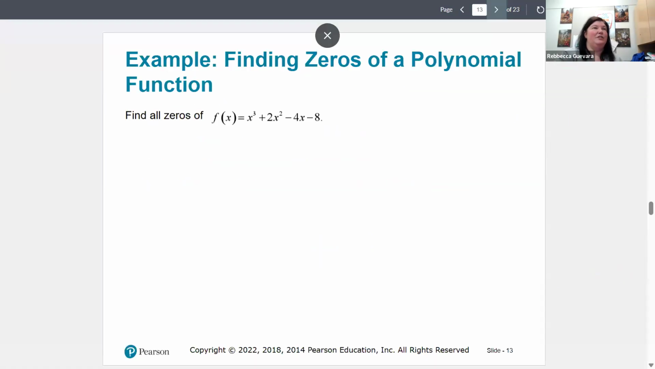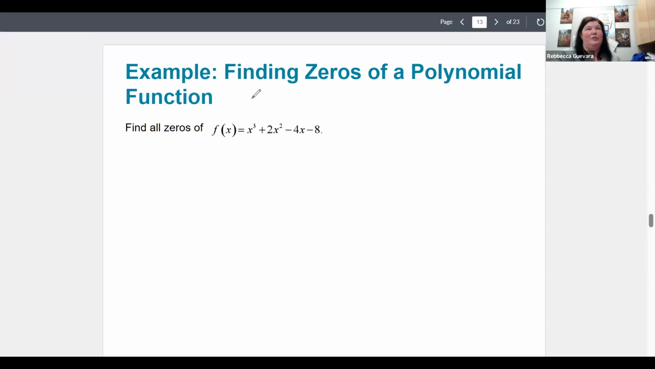So we want to find all the zeros of this function here. What we can do is factor. We're going to look at different factoring techniques. One of the things we can do here, we've got 4 terms, so we can factor by groups. So I want to find all my zeros.